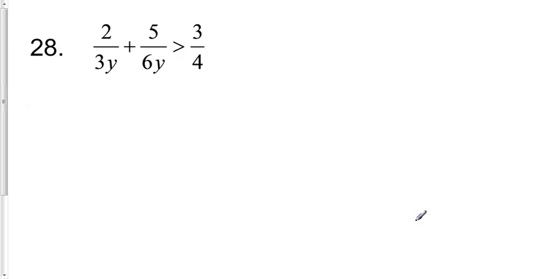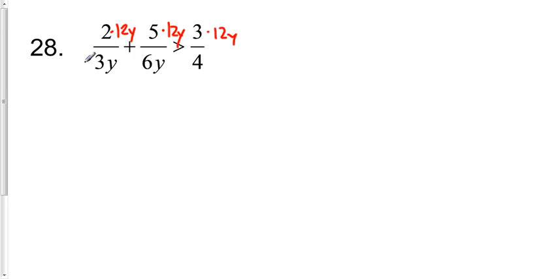Let's do 28 as well. So I've got three fractions here, and I need to come up with the lowest common denominator. So between 3, 6, and 4, all of those numbers go into 12. The lowest common multiple is 12, and I'm also going to have to multiply by a y so that I can cancel out the y. So if I multiply everything by 12y, you're going to see the denominators cancel out.